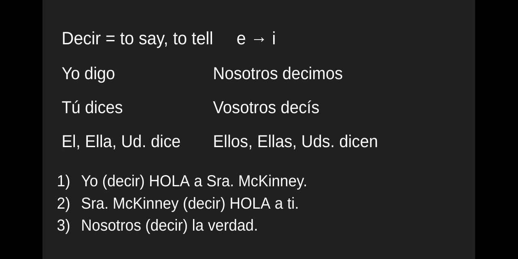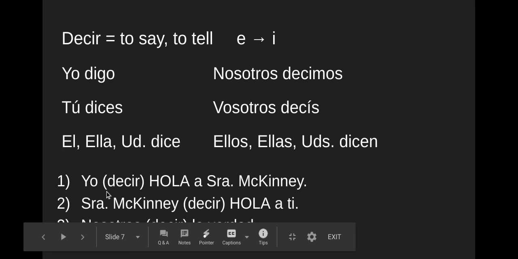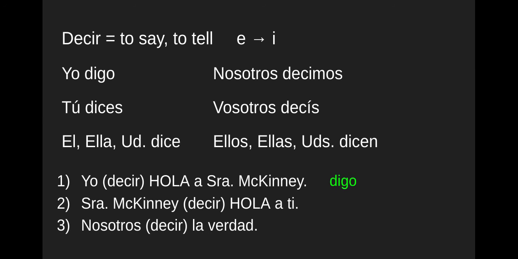Okay, so again, it has an irregular yo form. It's got a stem changer. The best way of knowing this one is to memorize it. So this one, I'll give you 3 examples before moving on to the last verb. Yo decir hola, señora McKinney. What's the yo form? Look at the chart. Digo. Yo digo hola, señora McKinney. That means I say hi to Señora McKinney.